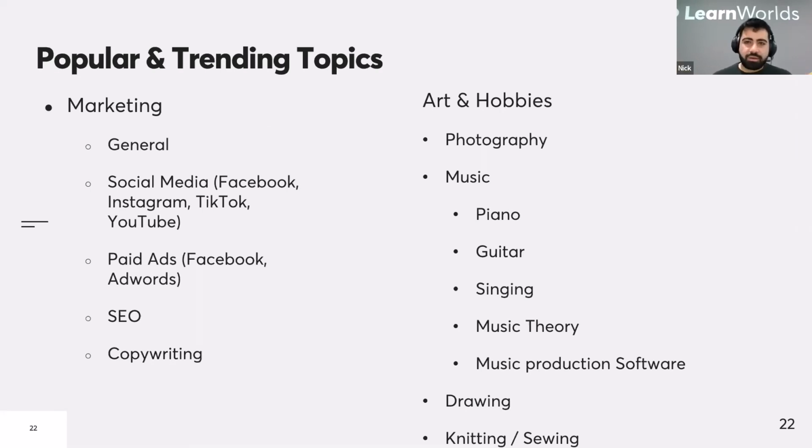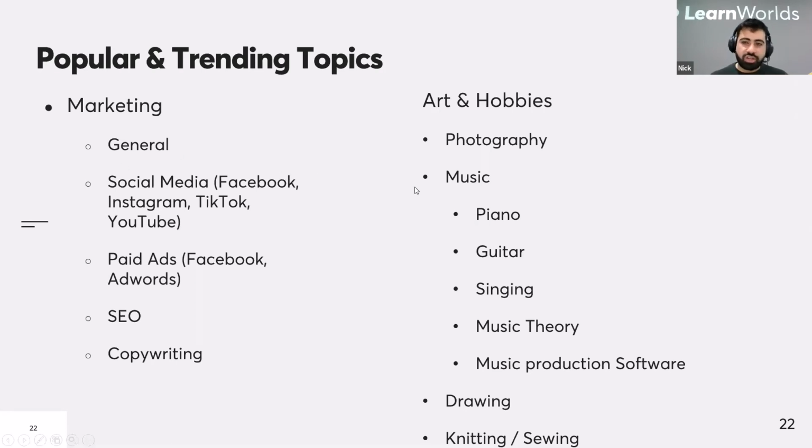Another big category is music. Music depends on the musical instrument that someone wants to learn. The most popular are piano, guitar, and just singing by yourself. There are more niche musical instruments you can teach. Of course, fewer people want to learn about them.